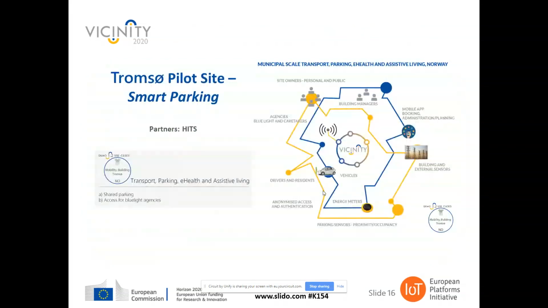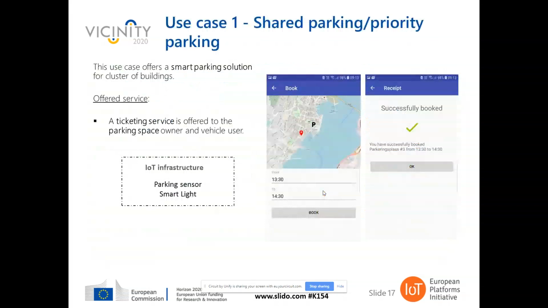So finally, the fourth use case of the project is around smart parking. This is located in Norway, again in Tromsø. Here, what we have built is a case where we are offering shared parking and priority parking use cases on a specific cluster of buildings. So we have implemented a smart, let's say, ticketing service, which is offered to the parking space owners and the vehicle users by utilizing IoT infrastructure like parking sensors and smart lights for the indication of the availability of the different parking spaces.